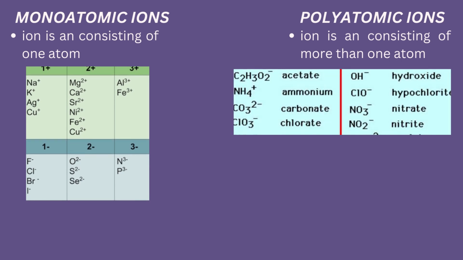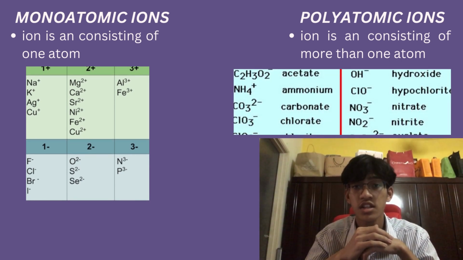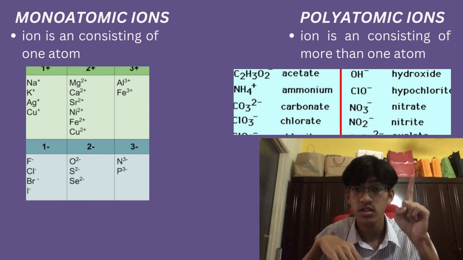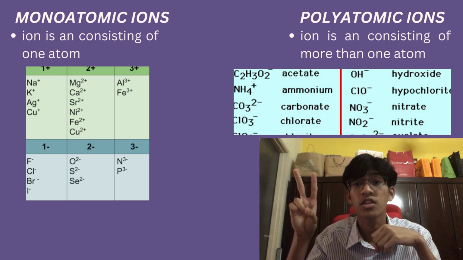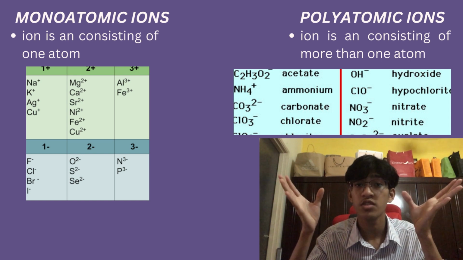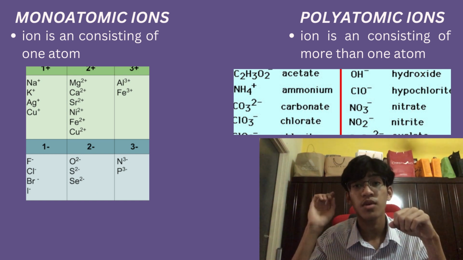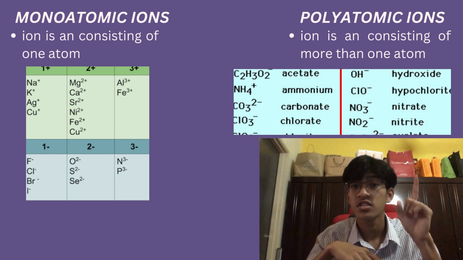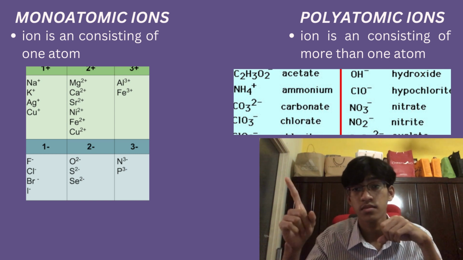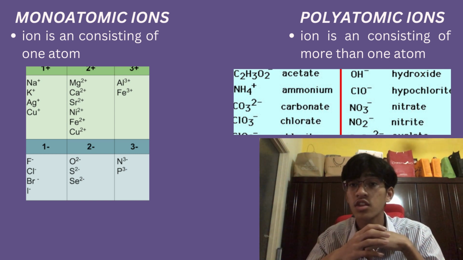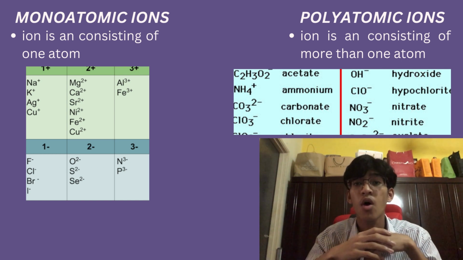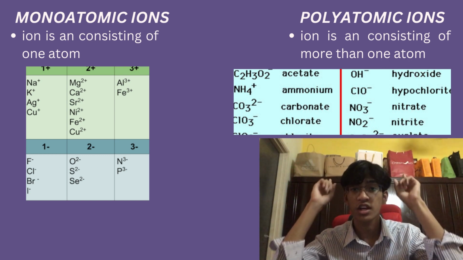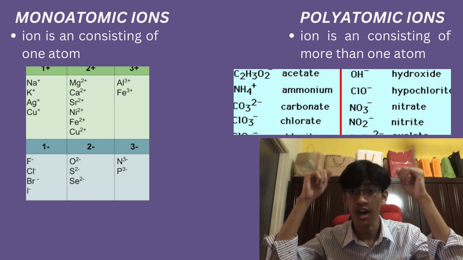So after we talk about ions, actually there are two types of ions. The first one is monoatomic ions and the second one is polyatomic ions. So what is the difference between monoatomic ions and polyatomic ions? The difference is that monoatomic ions consist of only one atom. Therefore, polyatomic ions consist of more than one atom. So these are some examples of monoatomic ions and polyatomic ions.